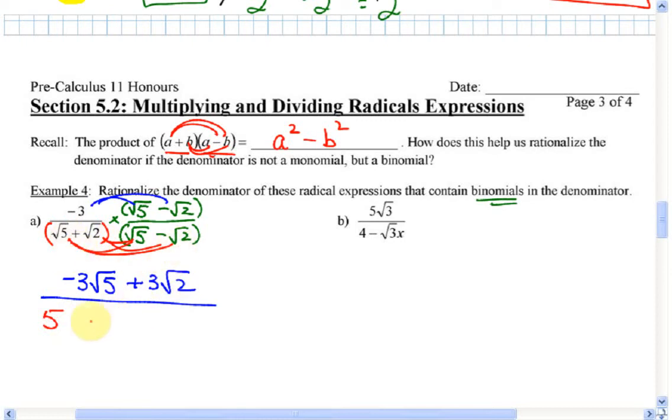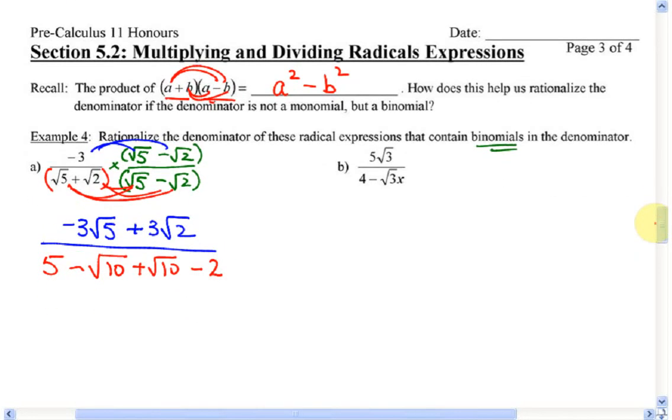Root 5 times minus 2, that's minus root 10. And then the root 2 times 5, that's a positive root 10. And then root 2 times root 2, that's just a 2, with a minus sign. And of course, we can clean this up a little bit, please. I hope you can. We'll keep the numerator as is, negative 3 root 5 plus 3 root 2.